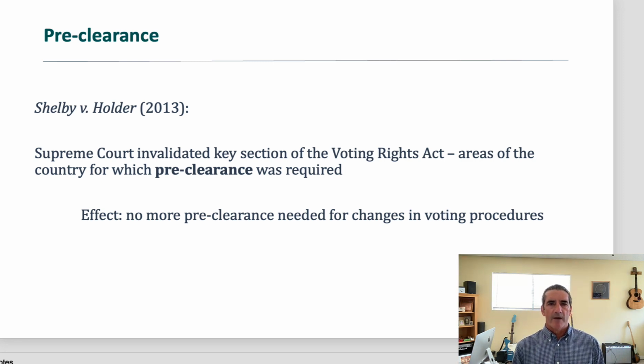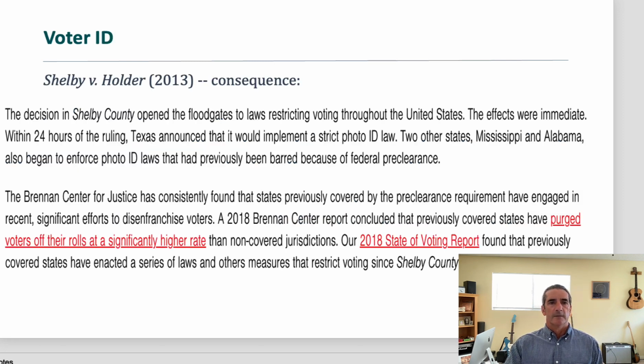The Supreme Court invalidated the pre-clearance section 5 of the Voting Rights Act. So as of today, 10 years later, there is no longer any pre-clearance needed for changes in voting procedures in these areas. Well, the ink was barely dry on the Shelby versus Holder decision, and I mean that almost literally, before states swung into action imposing, once again, discriminatory voting practices.